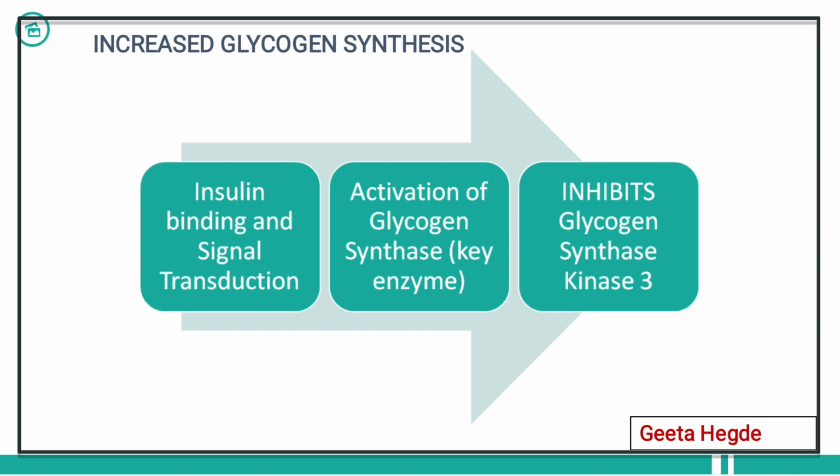The second effect of insulin on carbohydrate metabolism is increased glycogen synthesis. This happens in 3 steps. Insulin binds to the receptors on liver and muscle cells and activates the insulin signaling pathway, similar to that of glucose uptake. Second step is activation of glycogen synthase, which promotes storage of glucose and converts it into glycogen and helps in storing this glycogen. The third is inhibition of glycogen synthase kinase 3.